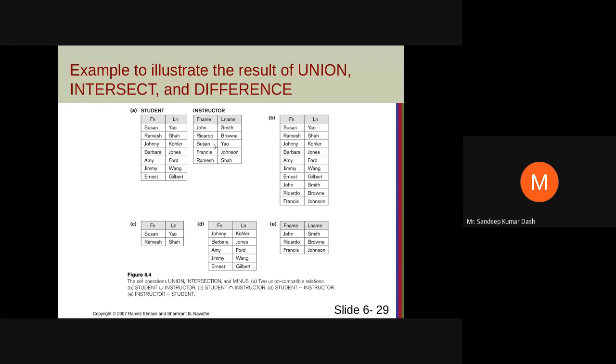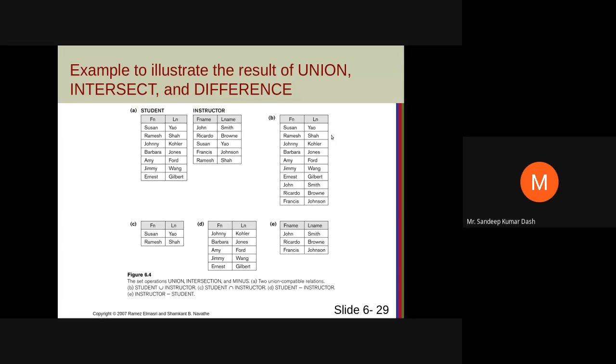Similarly, Ramesh Sa will be eliminated, and nothing else. So in total 1, 2, 3, 4, 5, 6, 7, 8, 9, 10, 11, 12. Out of 12, 2 are eliminated. 10 rows will be there. 1, 2, 3, 4, 5, 6, 7, 8, 9, 10. You see, this is the result.